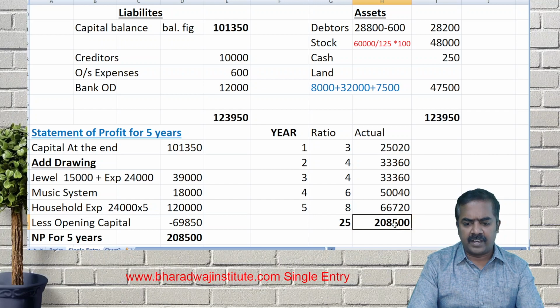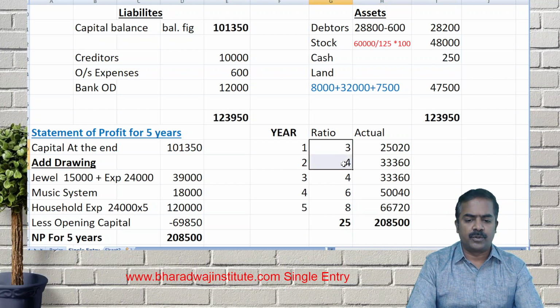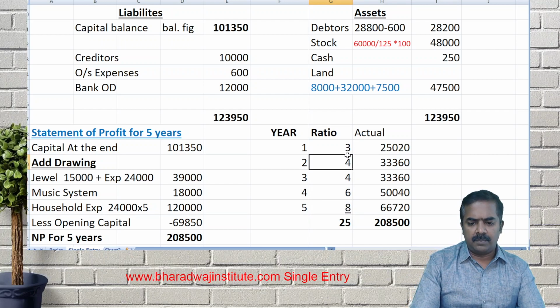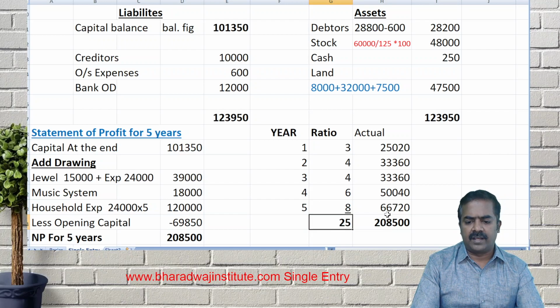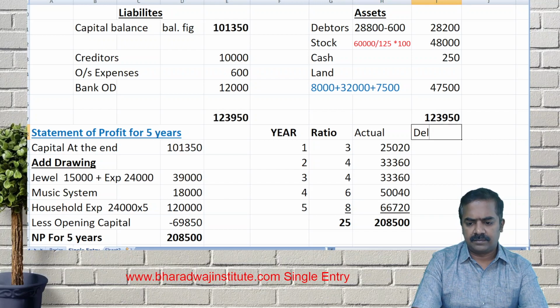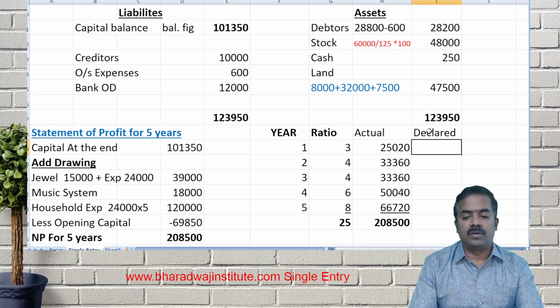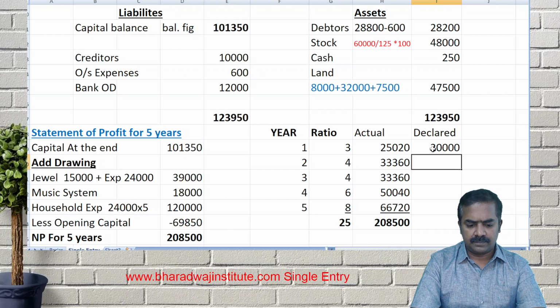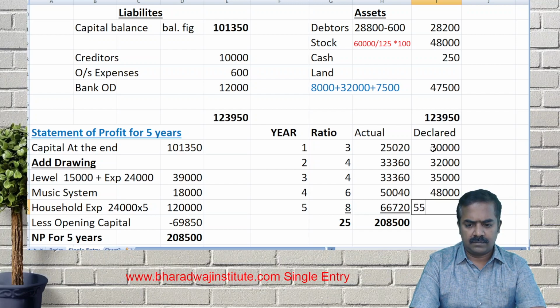The 2,08,500 is apportioned in the ratio 3 is to 4 is to 6 is to 8. Total the ratio. What is the total of ratio? 25. So 3 by 25 into 2,08,500. And what is declared, and how much profit have they given for the 5 years? 20,000, 32,000, 35,000, 48,000 and 55,000.